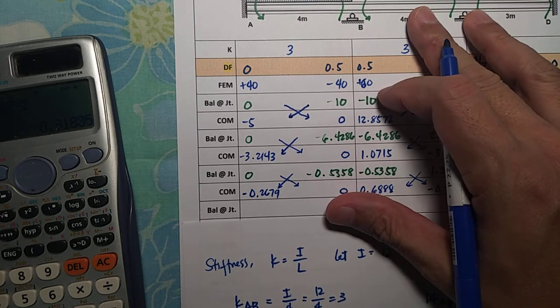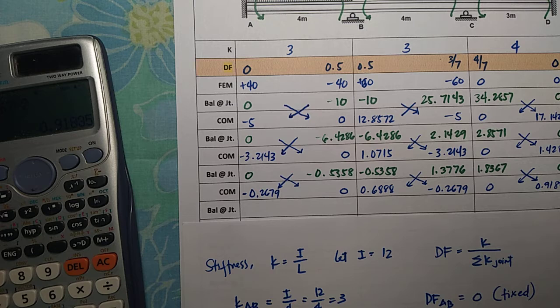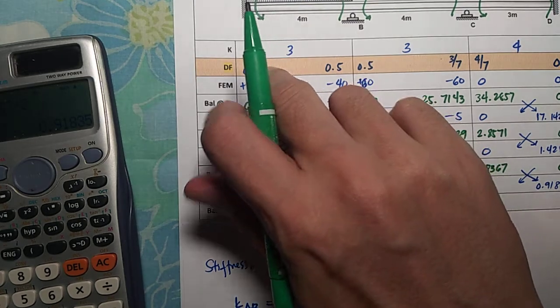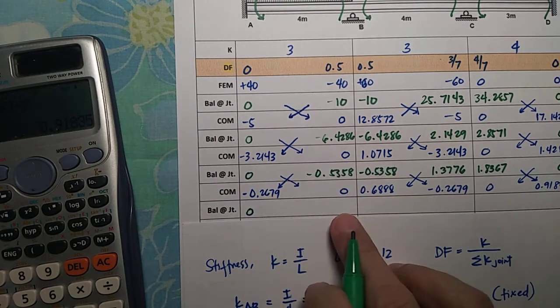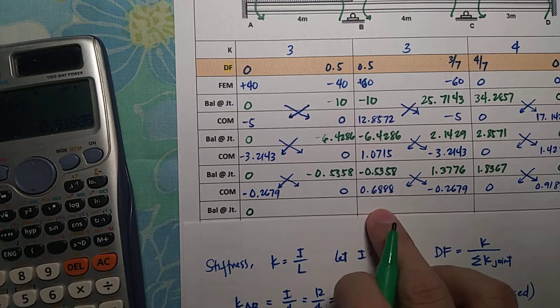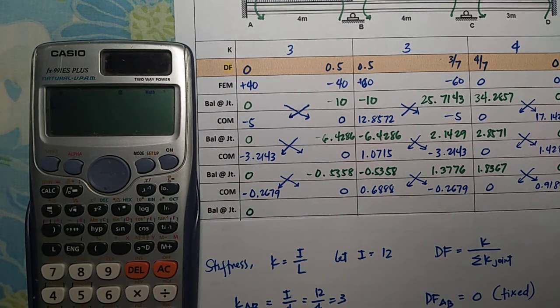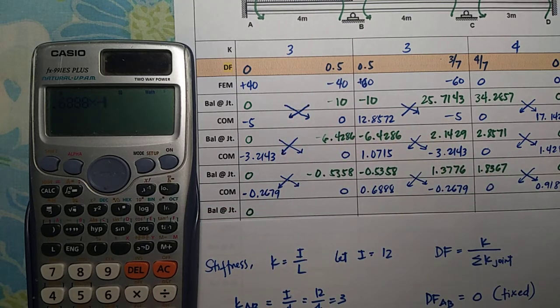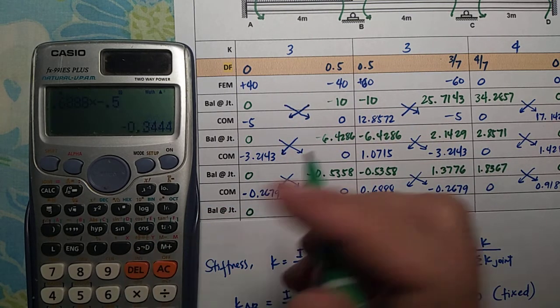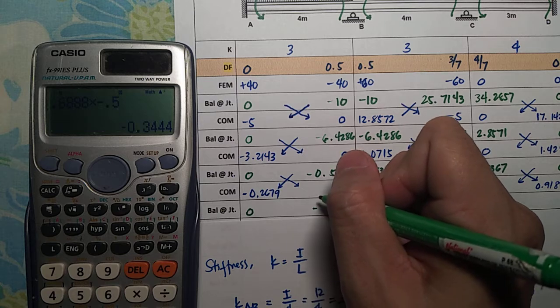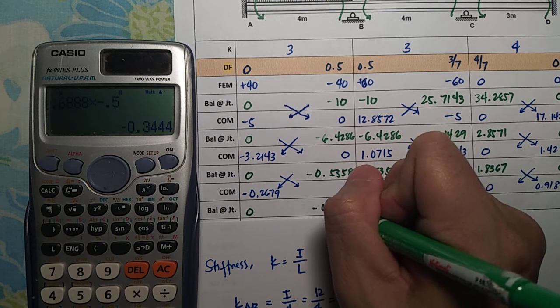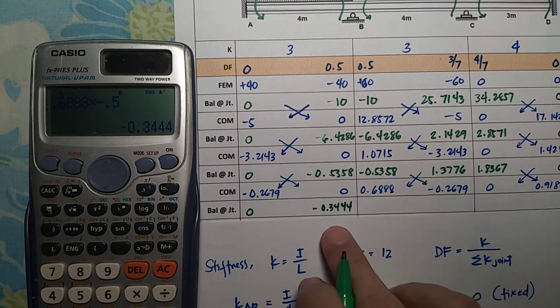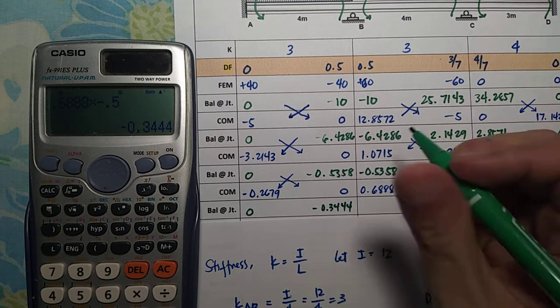Okay, so isa pa. O, paano pag ko ng balance moment ulit? Balance at joint. So solve for the unbalanced moment. So negative 0.26 times the negative of DF. So 0 pa rin to. Here, the unbalanced moment is 0 plus 0.6888 times the negative of DF times negative of 0.5. So that is negative 0.3444.